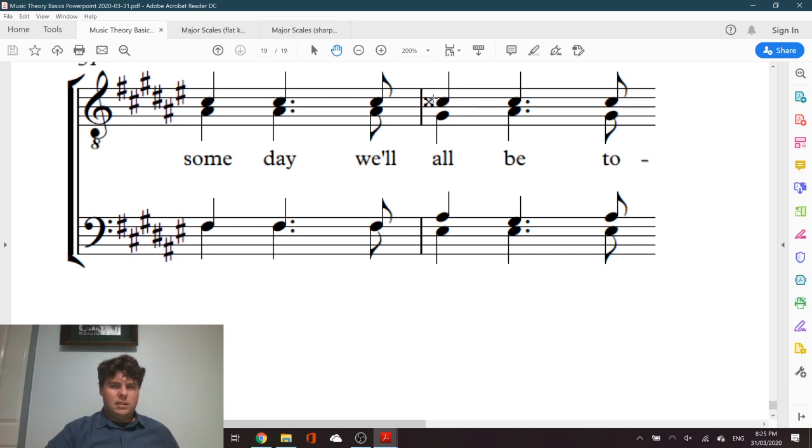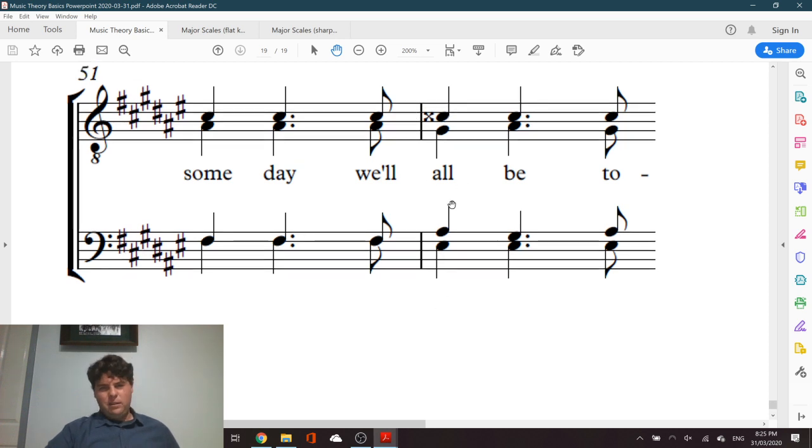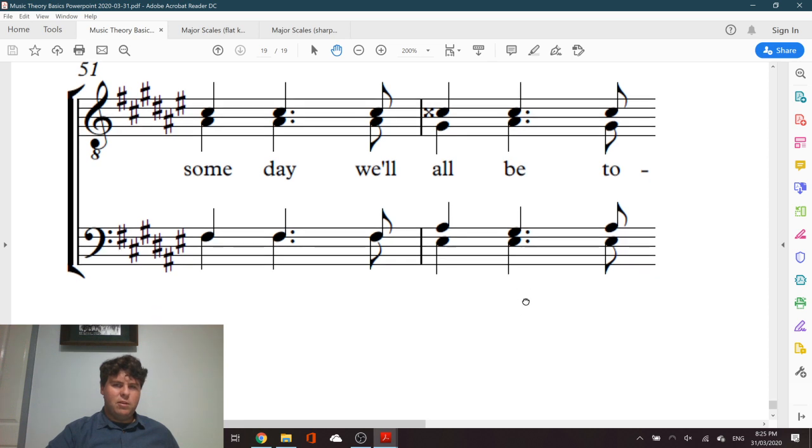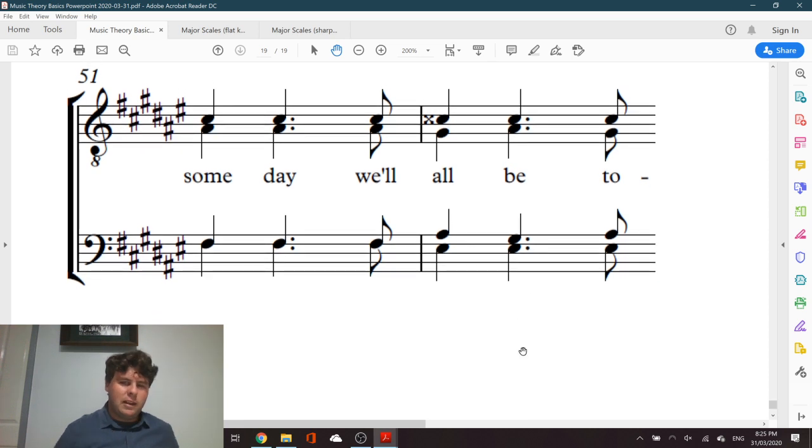Why is it called a C double sharp instead of a D, I hear you ask? It's to do with how we spell the chord correctly. Because if I wrote it as a D, it would be as though I'd spelled a word incorrectly, like I'd spelled the word psalm as S-A-L-M. If I spoke it out loud, you'd know what I was saying, but if you saw it written down, you'd be confused.